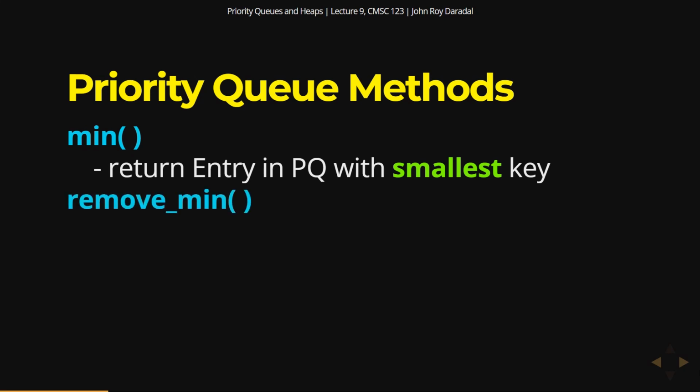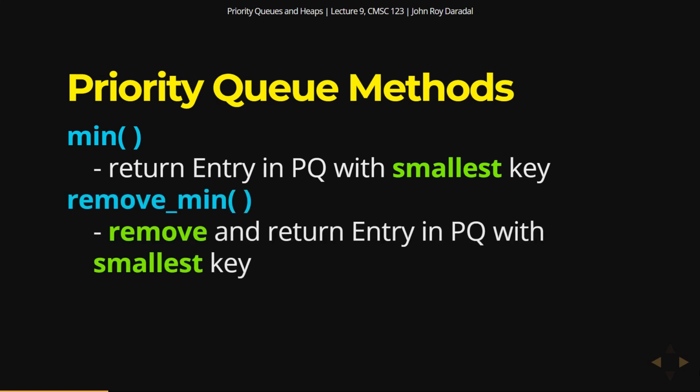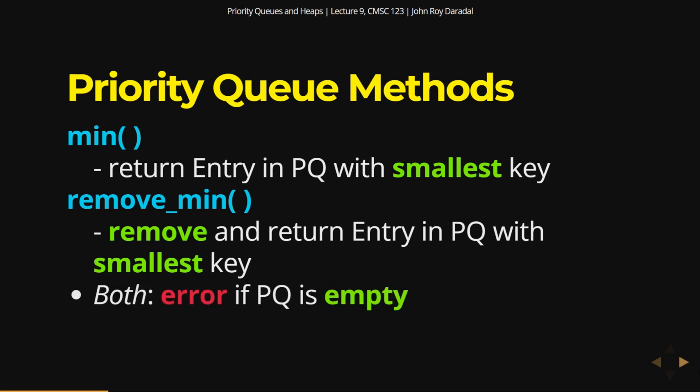But if you have remove min, then you remove and return that entry with the smallest key. Okay, so min and remove min are similar, but the difference is that remove min, of course, removes that entry from the priority queue. For both of them, min and remove min, it will yield an error if the priority queue is empty, because of course there is nothing to return, right? There's nothing to remove, or there's nothing to return when there are no entries in the priority queue.